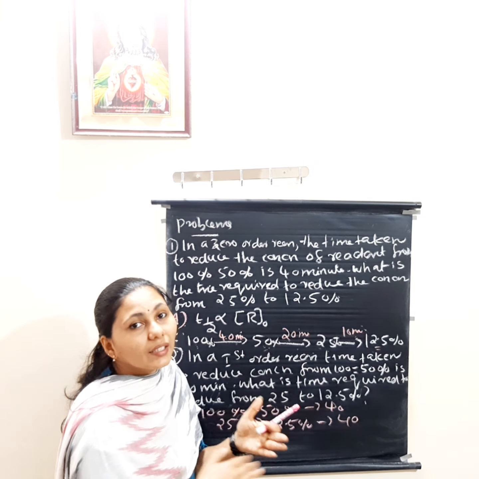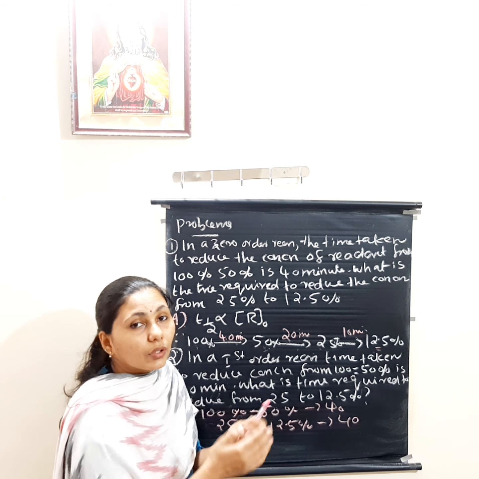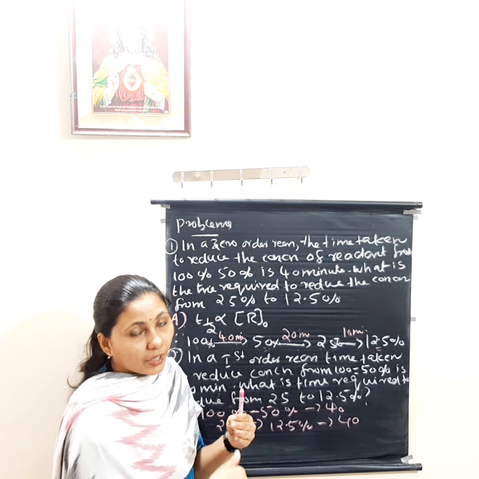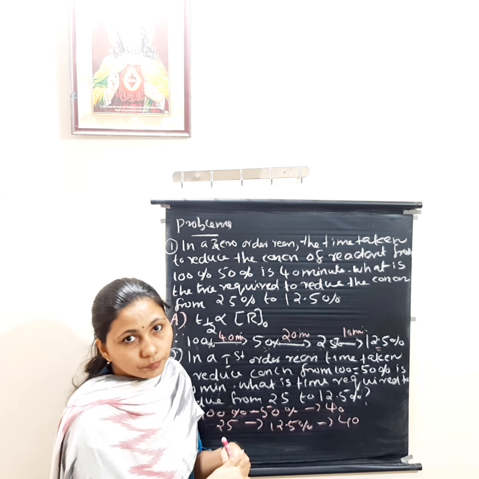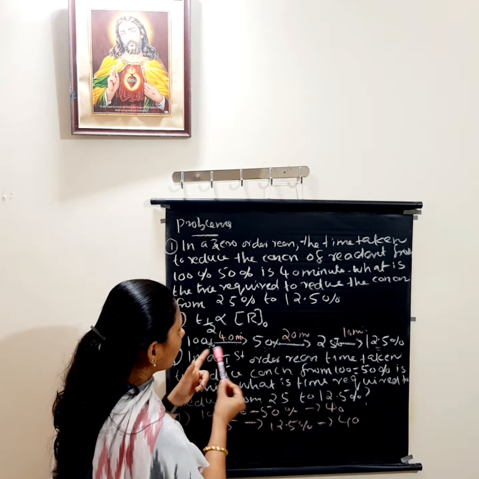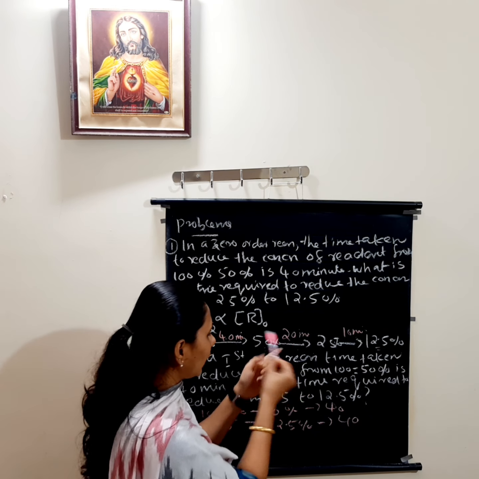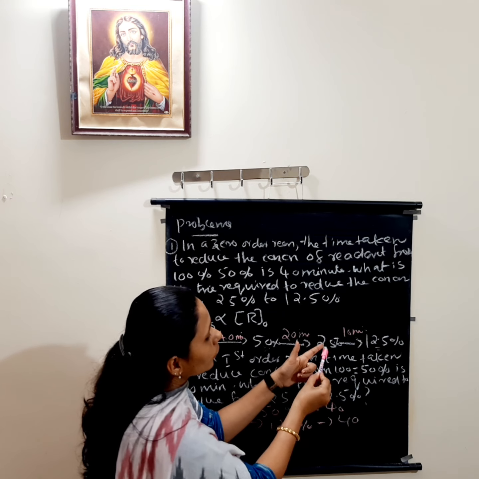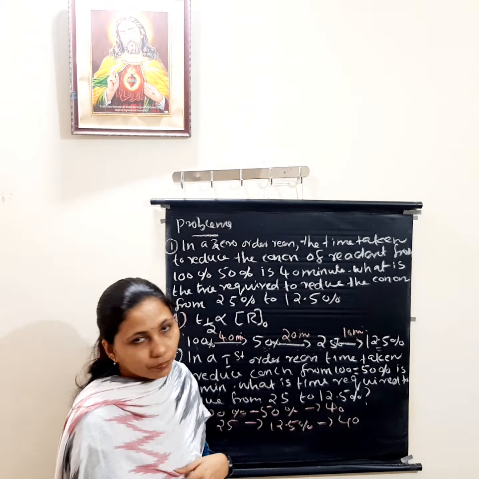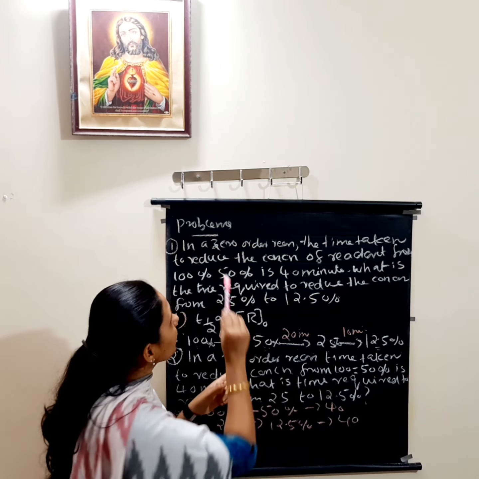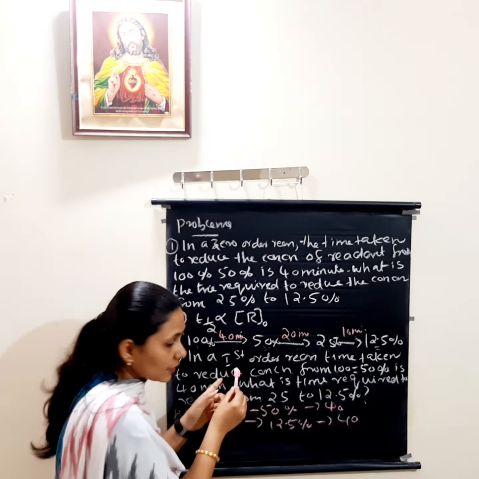Because it is directly proportional to the initial concentration, that means when the initial concentration is reduced, the time taken to reduce the concentration will also be reduced. So it was 100 to 50, 40 minutes. Then 50 to 25%, it is again half of this, that is 20. Then 25 to 12.5%, it is 10 minutes. Okay, clear? That is in zero order. Same type of problem in first order.